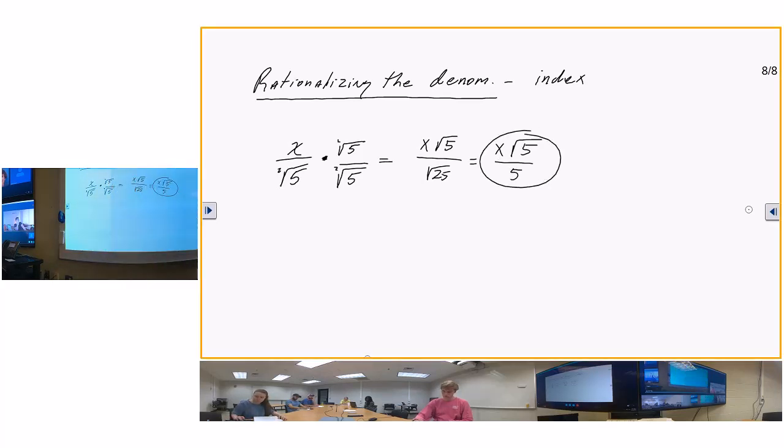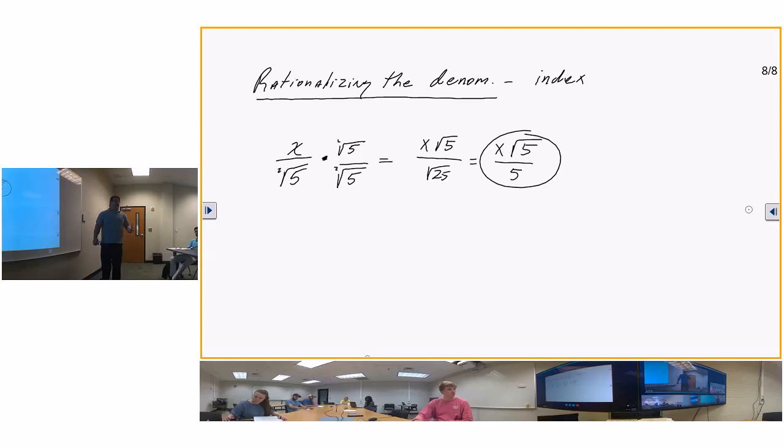Now, rationalizing the denominator is very important when we're talking about limits, because you can't have a radical in the denominator on limits. So you have to get rid of the radical. And that's how you do it. You rationalize the denominator. Also, with rationalizing the denominator, you're going to use the conjugate a good bit.